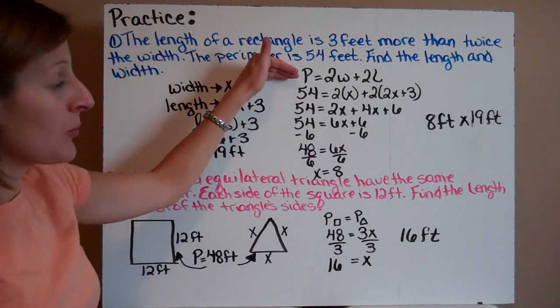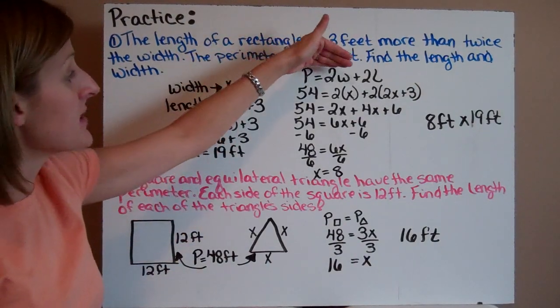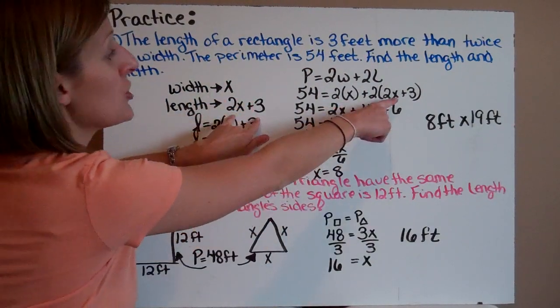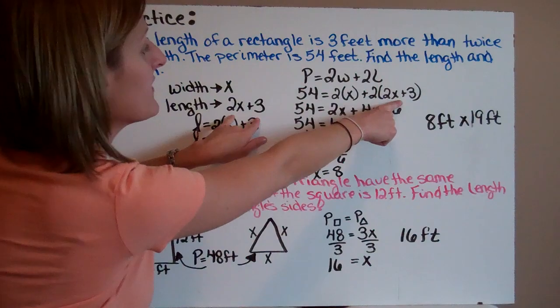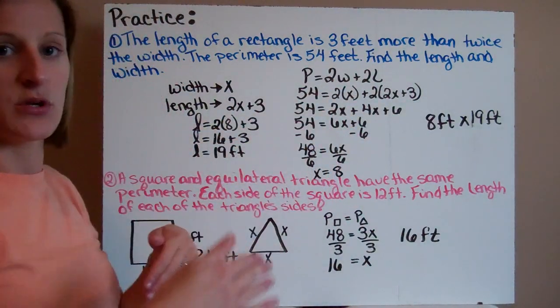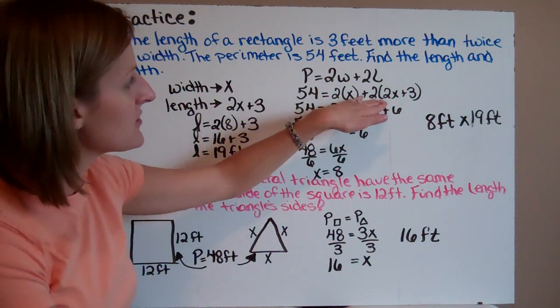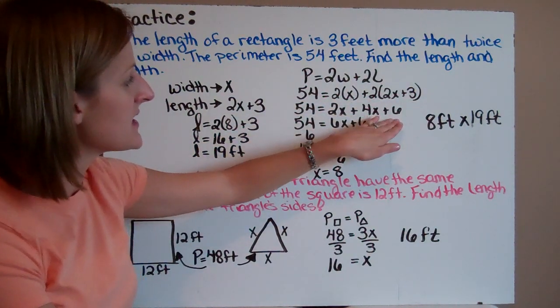Alright, so we use our perimeter formula. P equals 2 times the width plus 2 times the length. Put in x for the width, put in 2x plus 3 for the length. Notice, always have parentheses when you're plugging it in. Distribute. You get 2x here, then you get 4x, and 2 times 3 is 6.